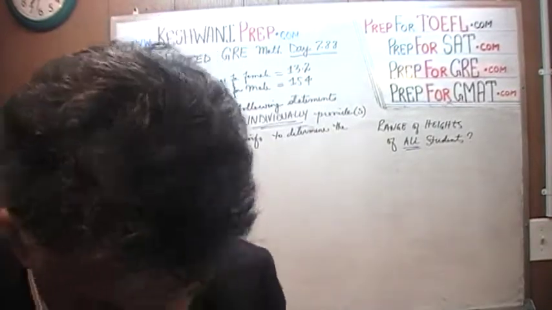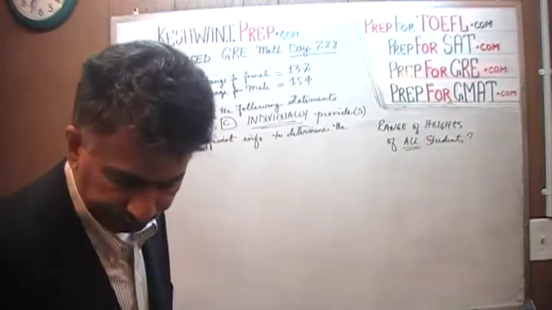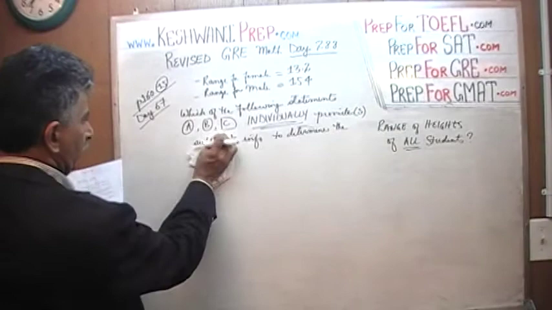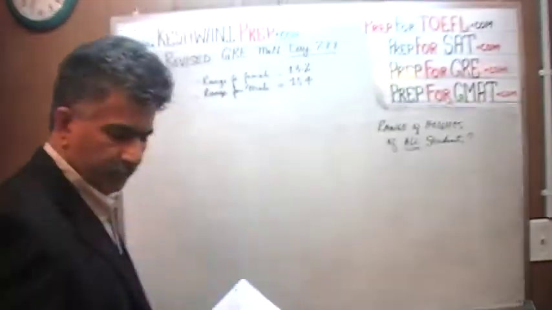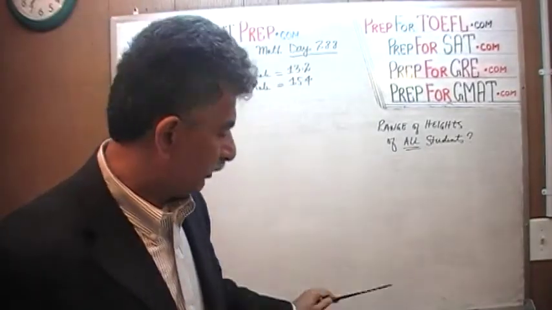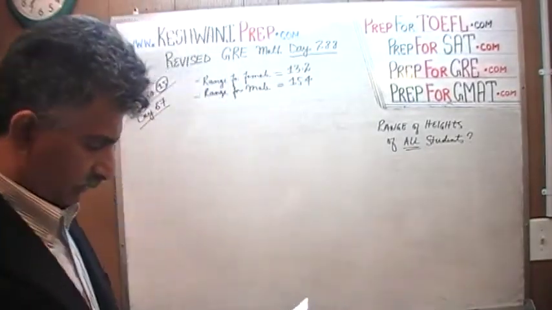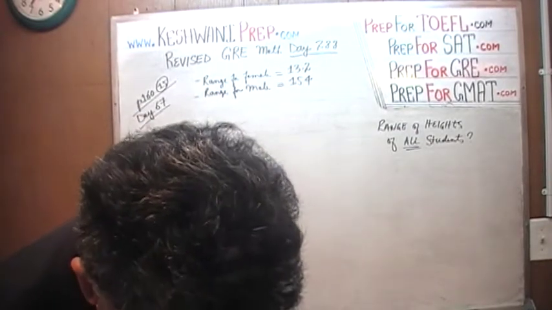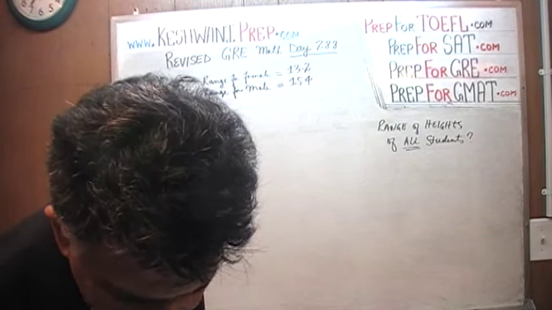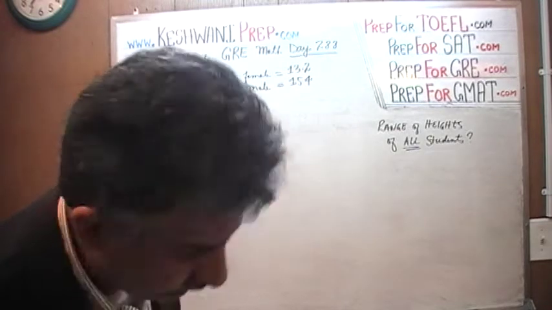Let's see what the first statement tells us. So I'm going to erase this part now. We no longer need it. We are interested in figuring out the range of heights of all students. The first statement tells us that the tallest guy in the class is 5.8 inches taller than the tallest female.